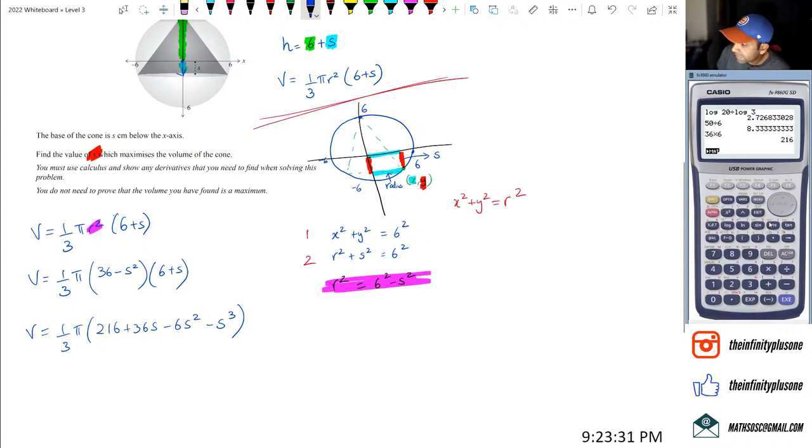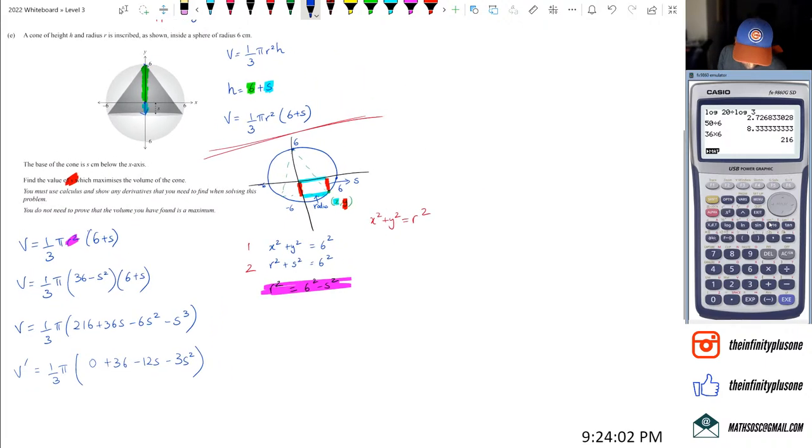So we can now kind of simplify. Well, we don't need to simplify. We can just differentiate this. But here's a little tip for you guys. 1/3 pi, you can just leave it out for now and differentiate whatever's inside the brackets. So it's going to be 0 plus 36 minus 12s minus 3s squared. And remember, once again, I told you guys, for these kind of questions, you don't actually need to use a calculator. You might just be able to keep going with it.